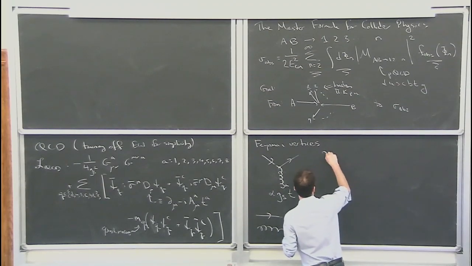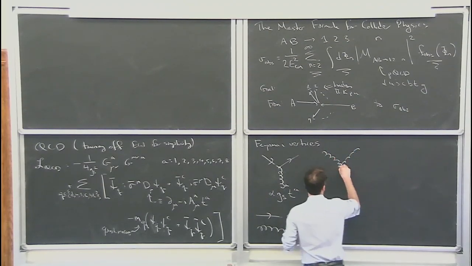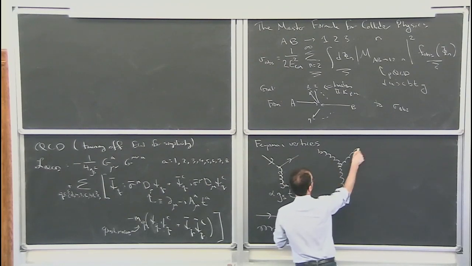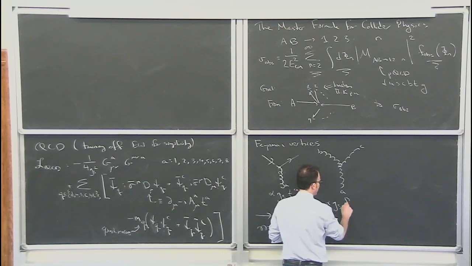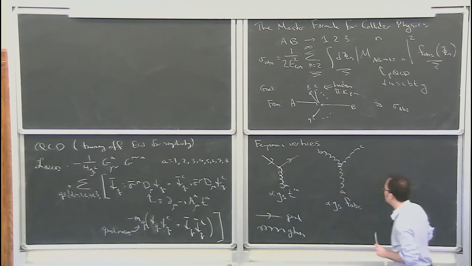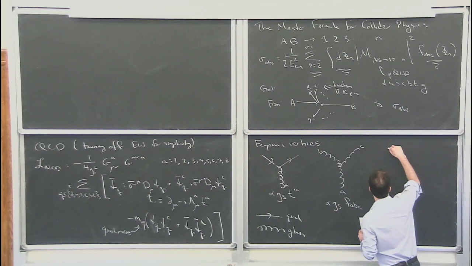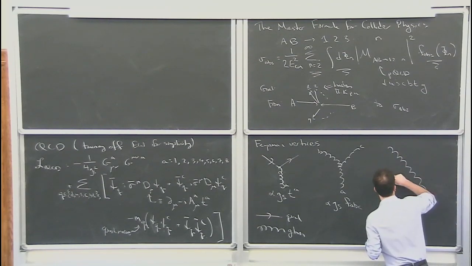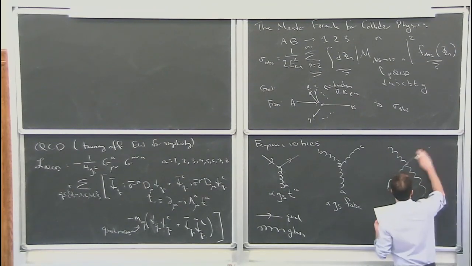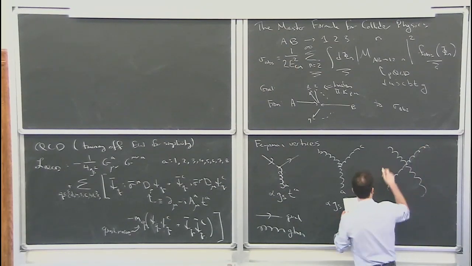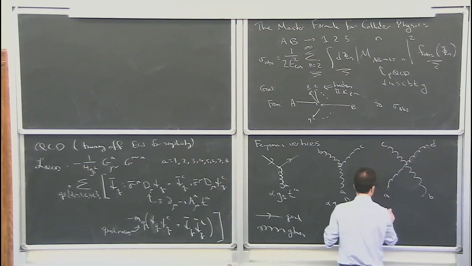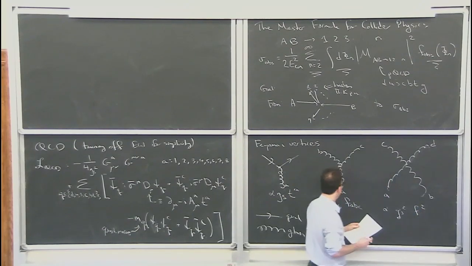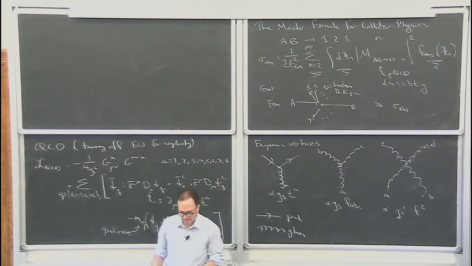We also, of course, have interactions of gluons with themselves. And that's proportional to the strong coupling constant, and then the f^ABC coefficients, and then there's also 4-point interactions. This is proportional to 2 factors of the strong coupling constant, and then 2 of these f^ABC coefficients.